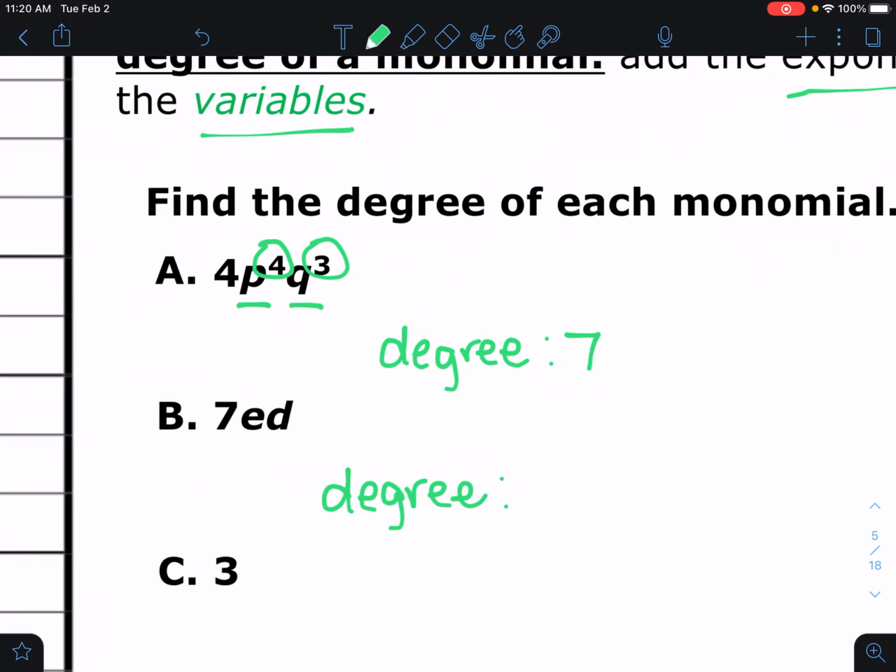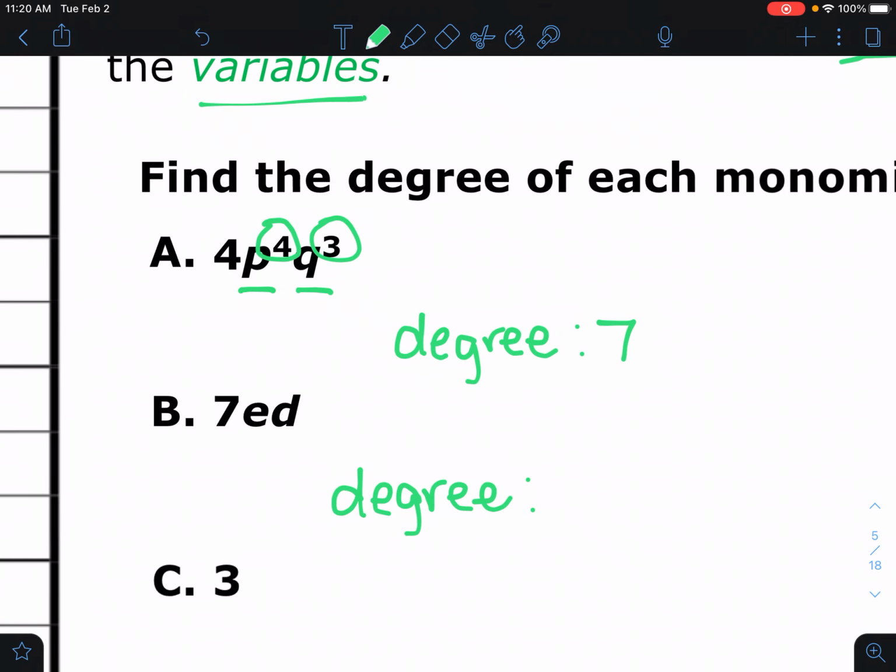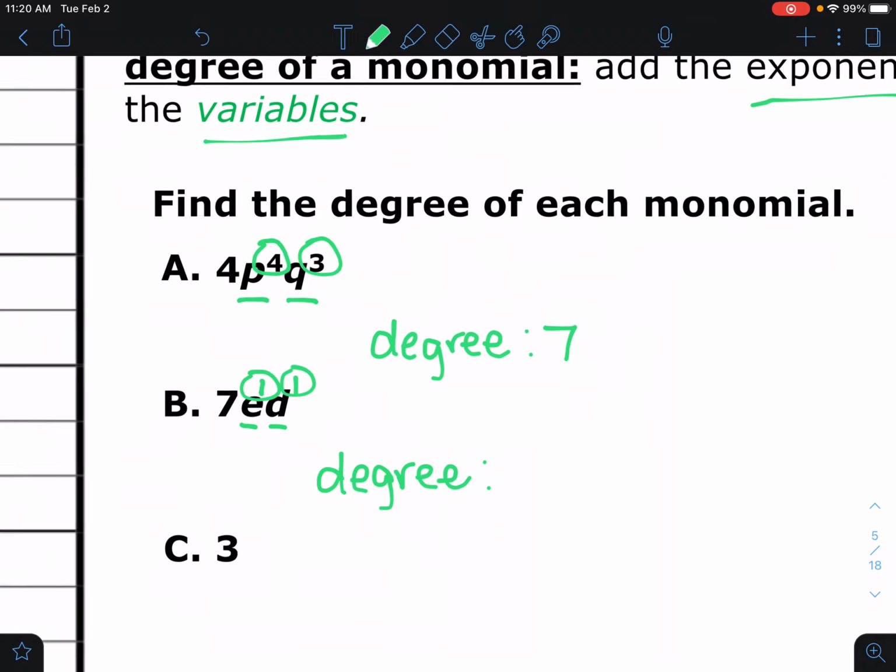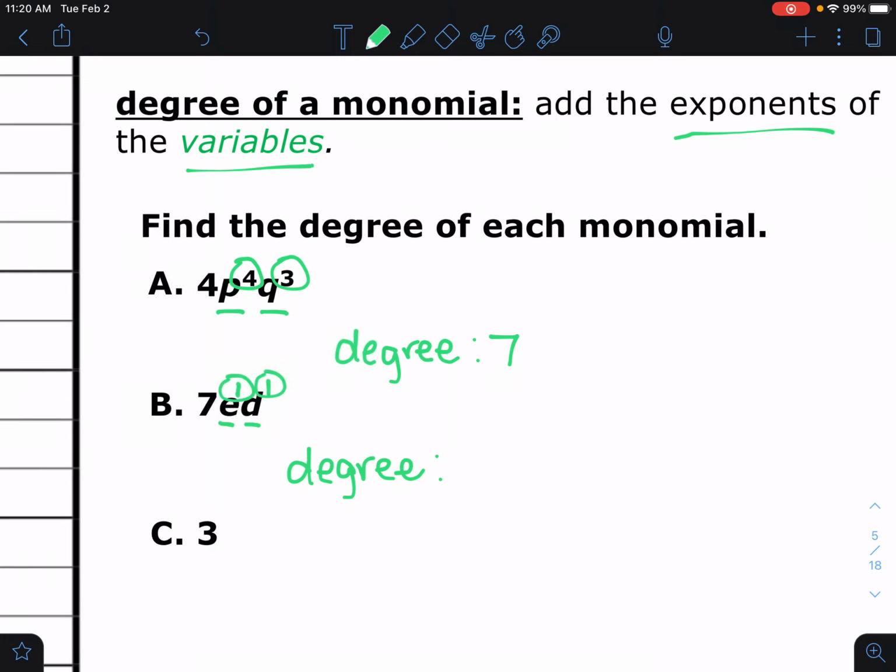Now, when we're doing this, remember there's nothing written as an exponent for either E or D. That really means a hidden 1 there. So now, these are my variables. Here are my exponents. You are going to add the exponents on those variables. So 1 plus 1, 2. So the degree is 2. Okay.